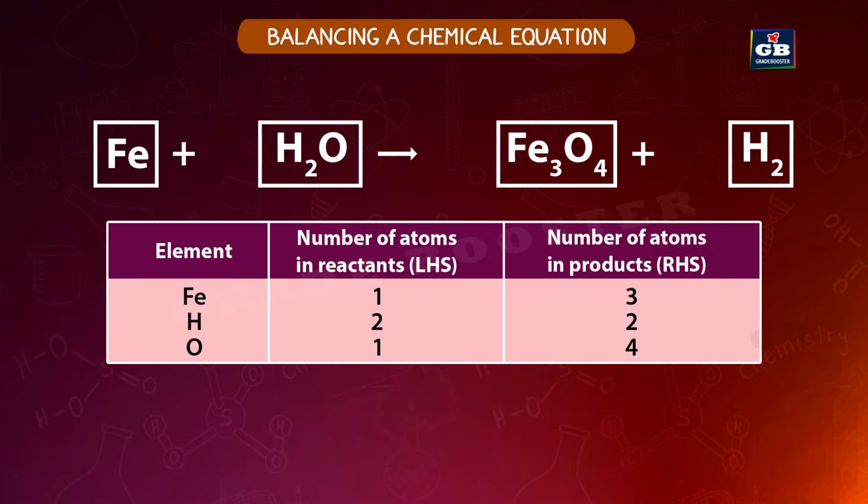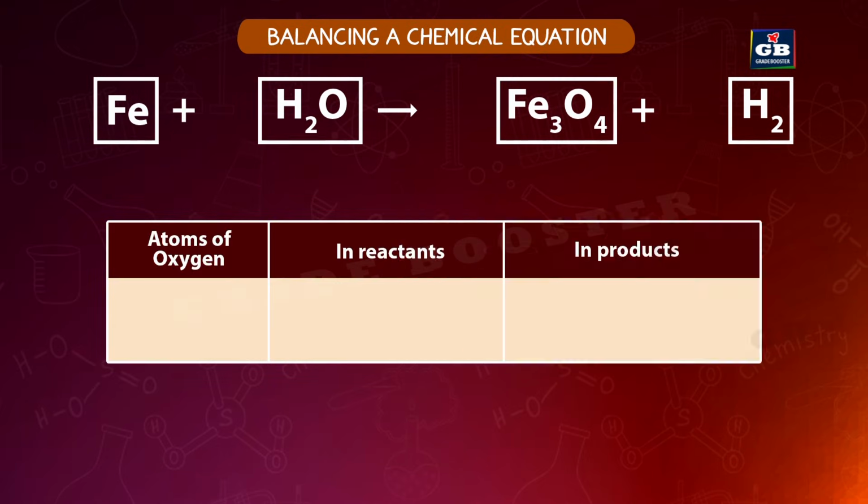For example, we have Fe3O4, which has a lot of oxygen atoms. If we look at the oxygen atoms on both sides, there are 4 oxygen atoms on the right hand side, and only 1 oxygen atom on the left hand side. So we'll start by adjusting the number of oxygen atoms to make them equal on both the sides.